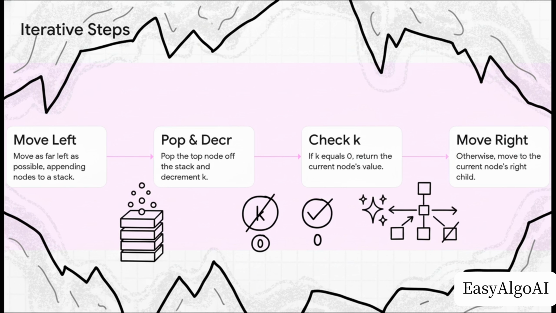So we check off a box and decrement our target k. Now, if our k is 0, we're done. We stop right there, claim our prize, and return that node's value. But if not, we just pivot our attention over to that current node's right child and we repeat the whole process. The beauty here is that we only ever move forward exactly k times.